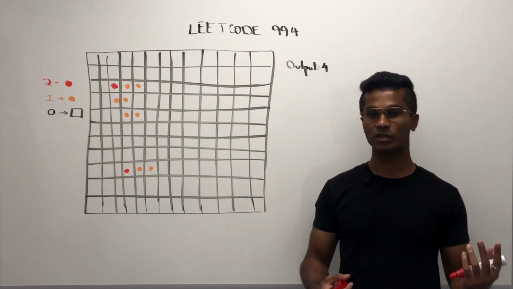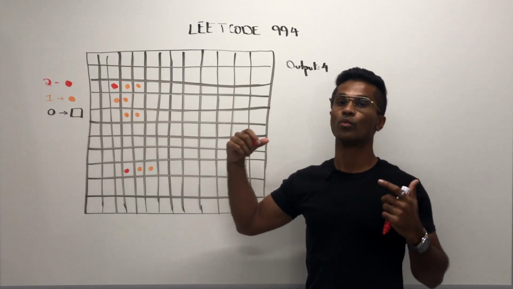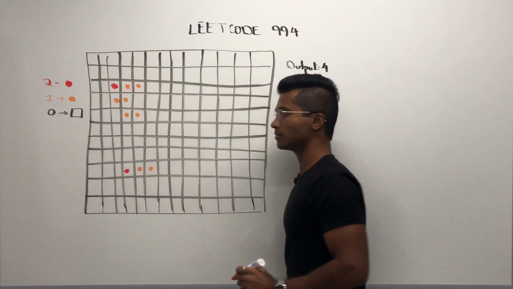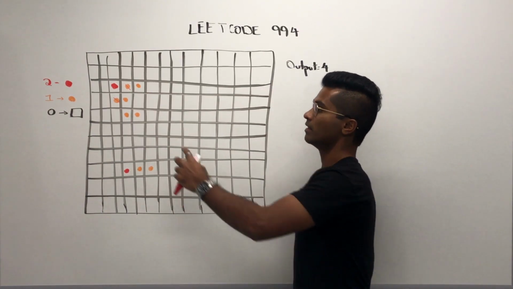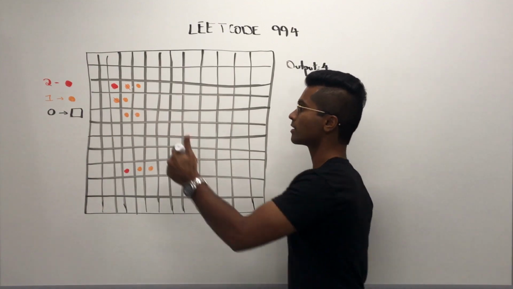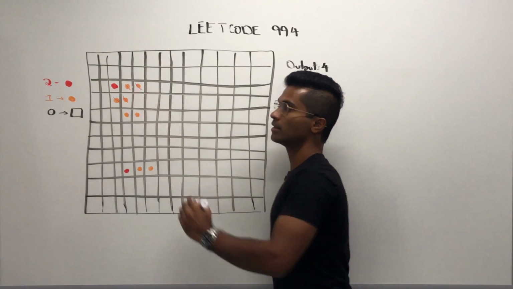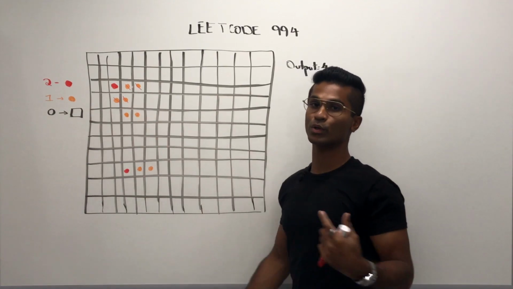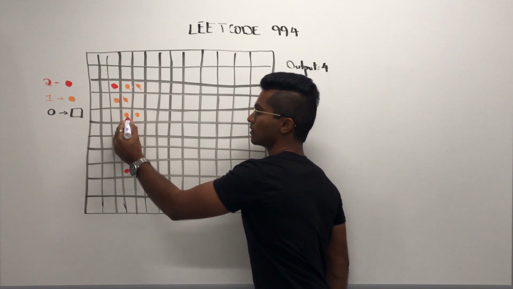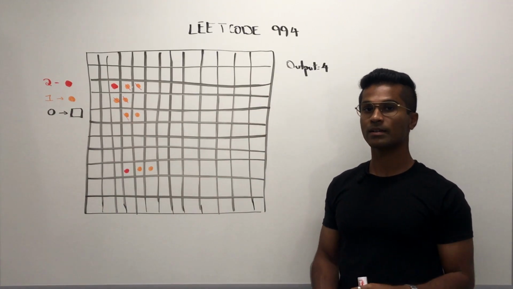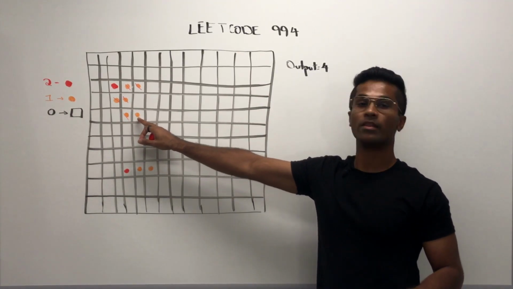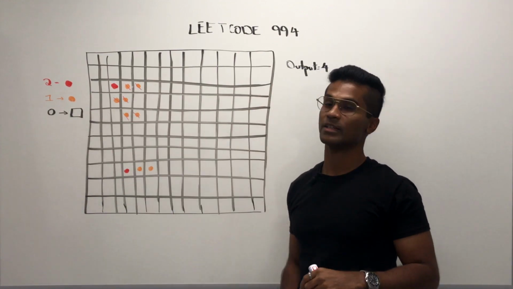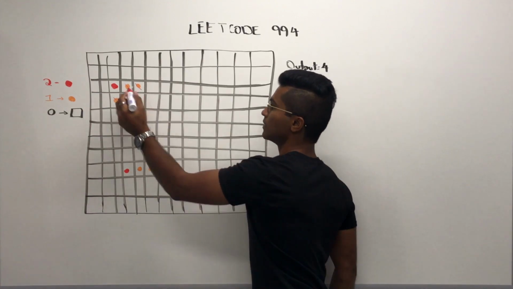So at the end of the first minute, this orange is going to rot the adjacent oranges. At the second minute, these oranges are going to rot those oranges. In the third minute, this orange is going to rot this orange. And in the fourth minute, this orange is going to rot this orange. So this connected component is going to take 4 minutes to rot.